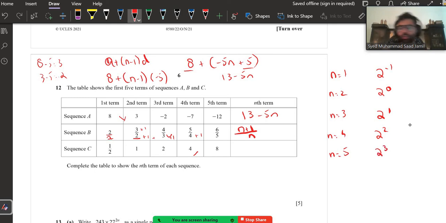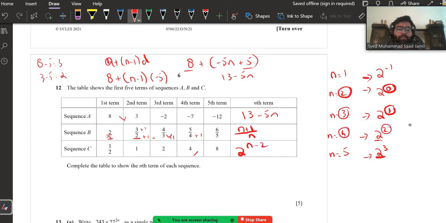Now if you look at this question, there is a relation. The relation is that the base in all of these is 2, so you write 2 over here. And n, if you look at the difference, the difference is minus 2. 1 minus 3 is minus 2, 2 minus 4 is minus 2. So it's 2 raised to power n minus 2.